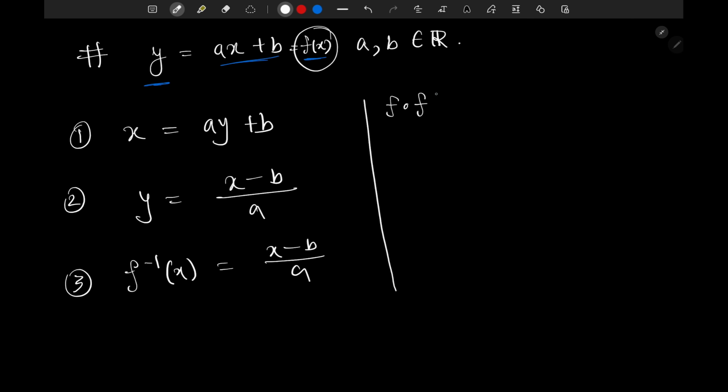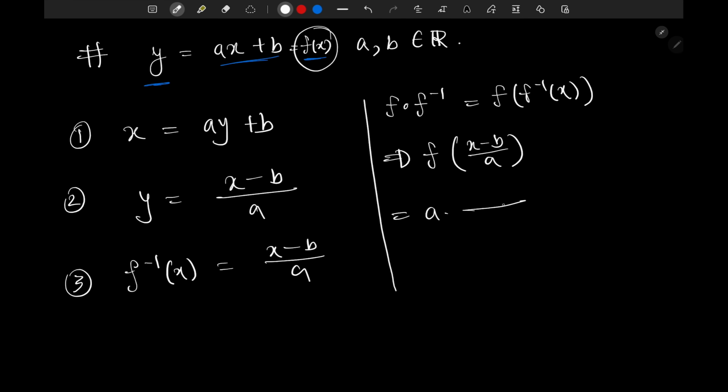So I want to do f of f inverse, which is f of f inverse of x, which really means f of (x minus b) divided by a. So this is a times (x minus b) divided by a, plus b. These a's cancel each other out, and this minus b will cancel this plus b out, so you get an x. So this one holds.